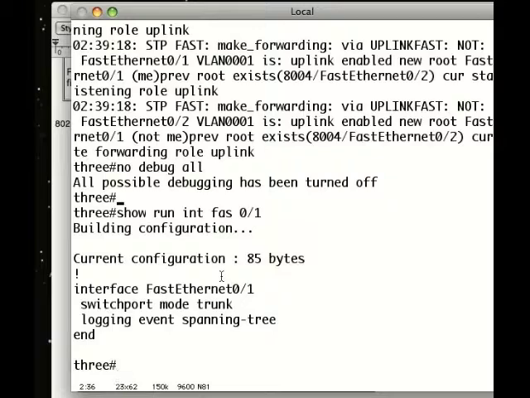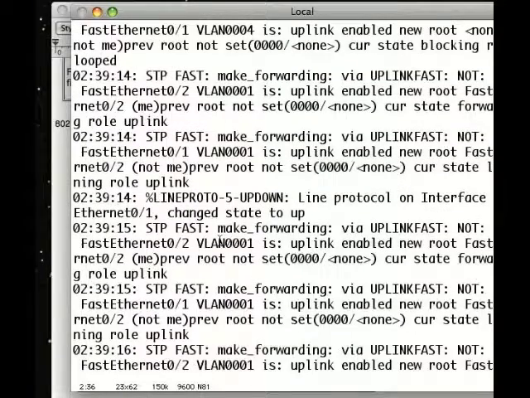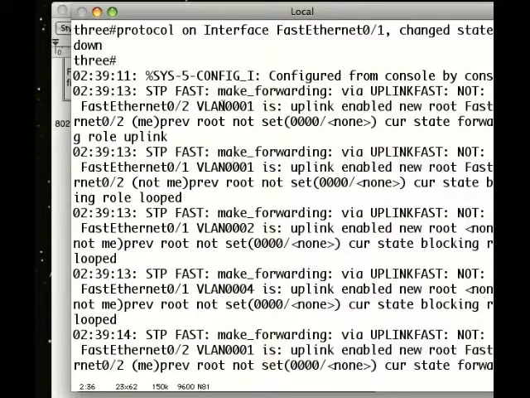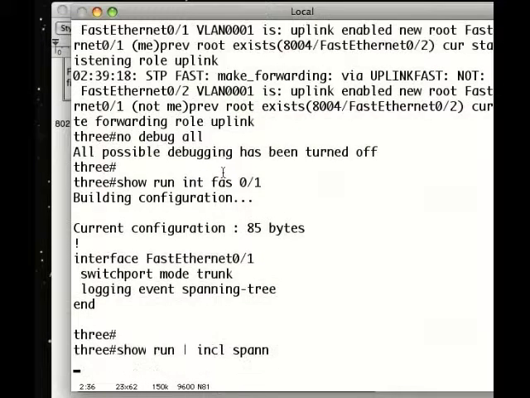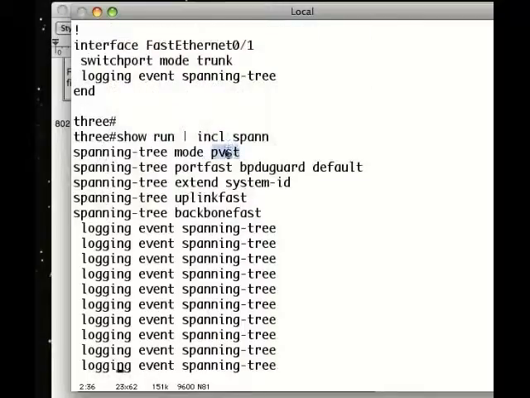I have the logging event spanning tree, and what it's telling me here is that spanning tree is running in a per VLAN spanning tree mode. Show run | include spanning tree. Spanning tree mode per VLAN spanning tree. So I'm actually running a spanning tree instance per VLAN.